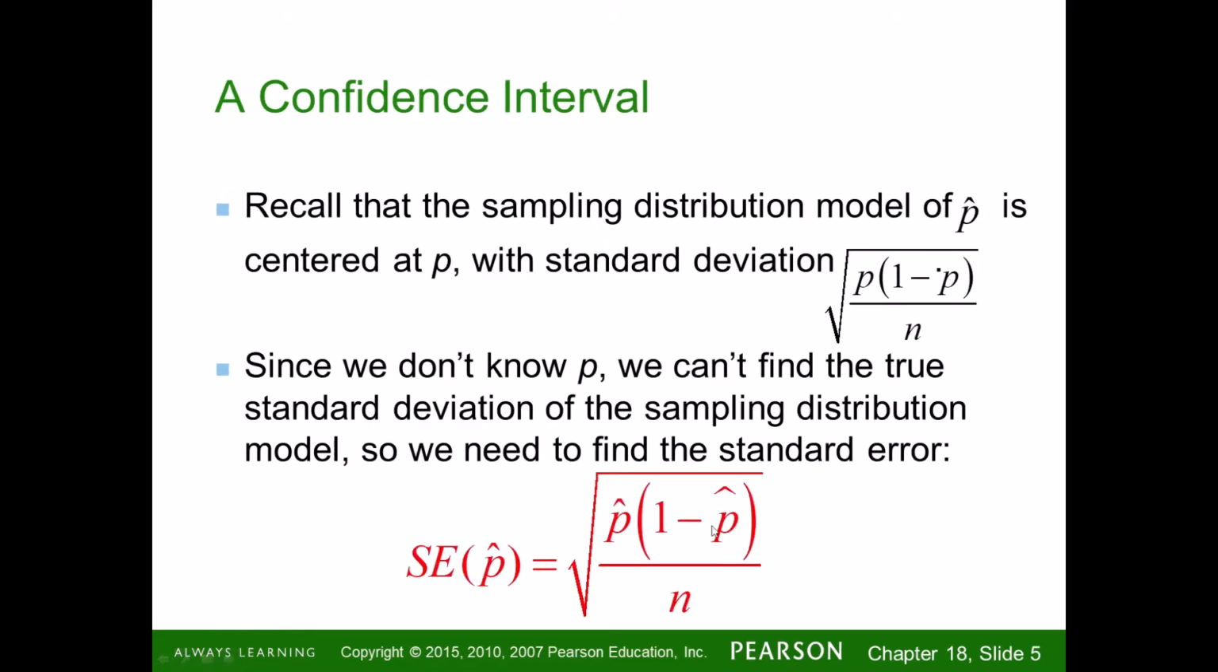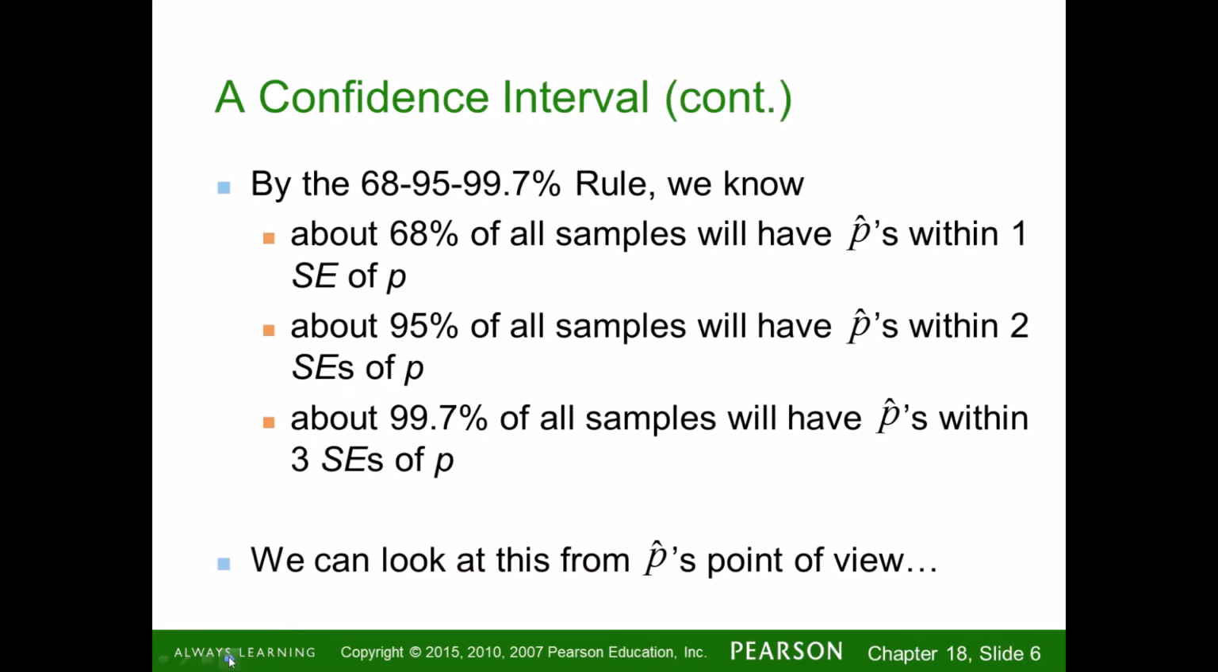So now this is it. So there it is. That's your standard deviation for the sampling distribution of p hat. We won't know P if we're trying to estimate it, so it becomes the standard error of p hat, and we replace P with the sample proportion. Okay, now that we've gone over that, we're going to look at the 68, 95, 99% rule.